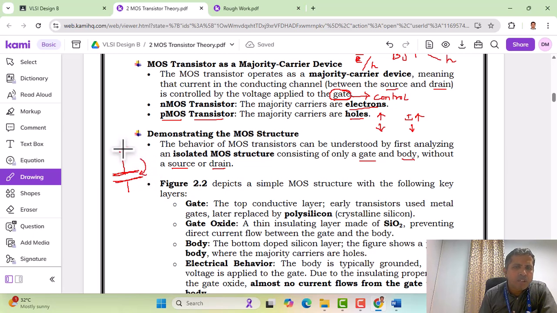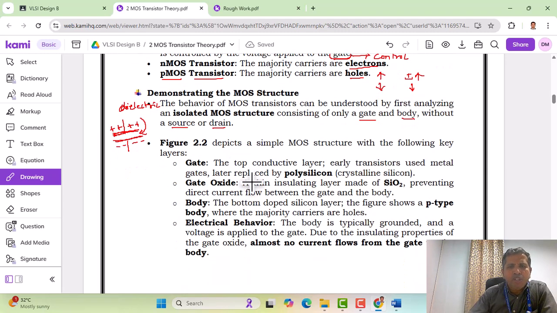Okay, so we have a dielectric here which is separating the two parallel plates, and if we supply one plate with positive charge, the other plate will get induced with a negative charge. The same principle is how the MOSFET also operates, and we are going to demonstrate that using a couple of diagrams. Figure 2.2 depicts the simple MOS structure with the following key layers.